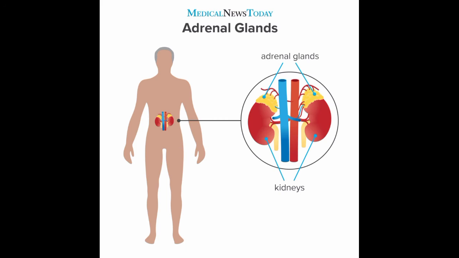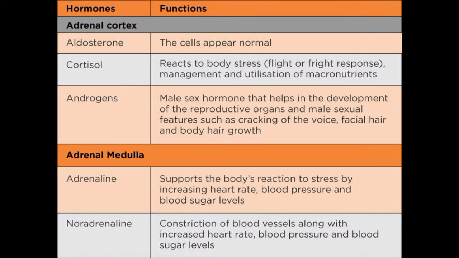Now the next gland we are talking about is the adrenal gland. The adrenal gland is present on the top of each kidney in the abdominal region. The adrenal gland is divided into two parts, that is adrenal cortex and adrenal medulla. The hormones released by the adrenal cortex are, first, mineralocorticoids, also known as aldosterone. What is the function of aldosterone? It regulates sodium and potassium concentration in blood and extracellular fluid.